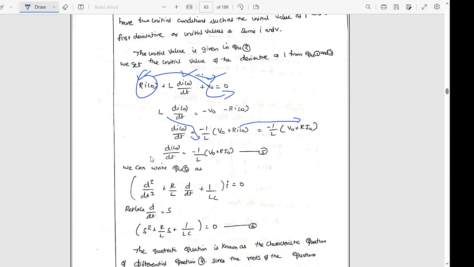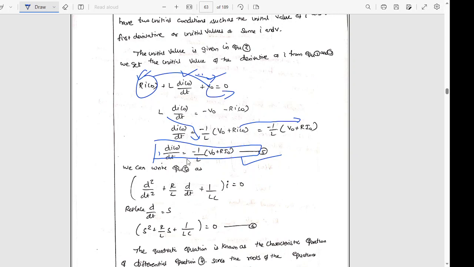This is the formula we will be using while solving problems, so we need to make a note of it separately. d I of 0 by dt equals minus 1 by L times V of 0 plus R I of 0. It is important, so make a note of this particular equation, because it will be used in all the problems.